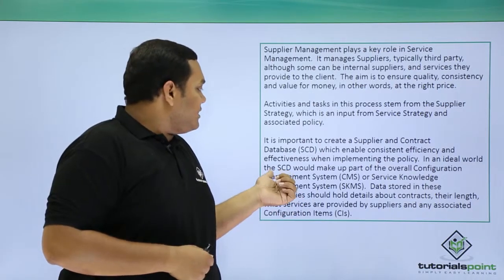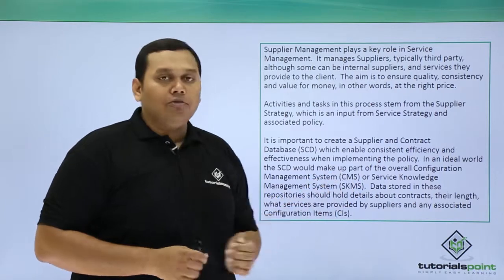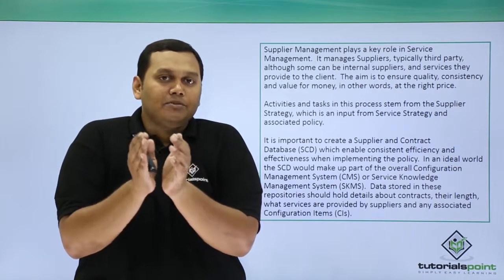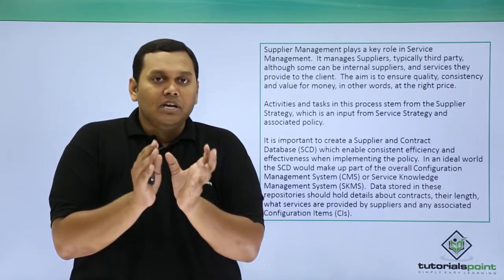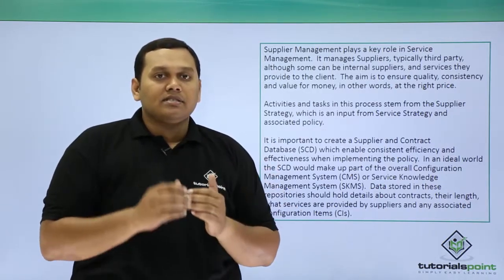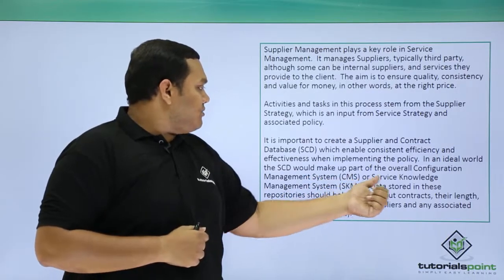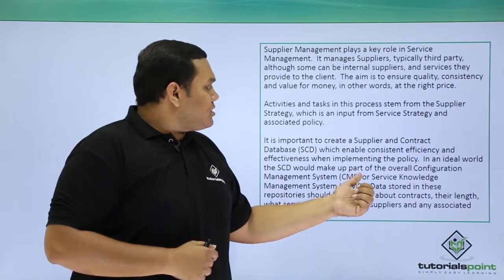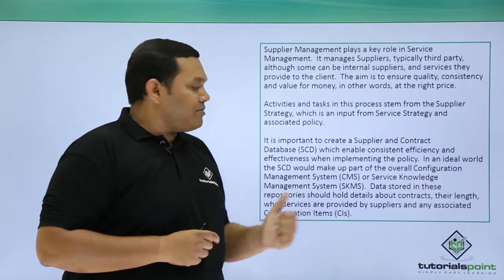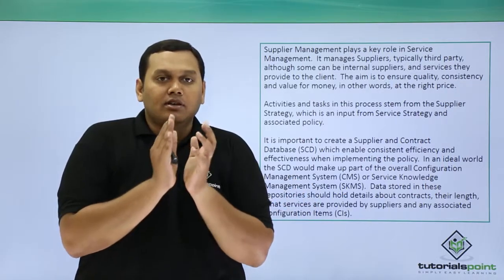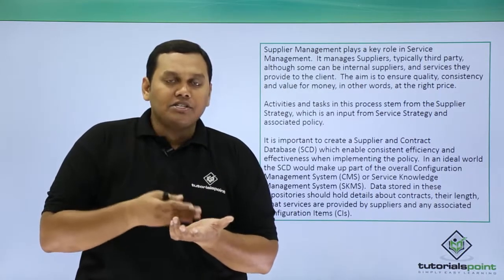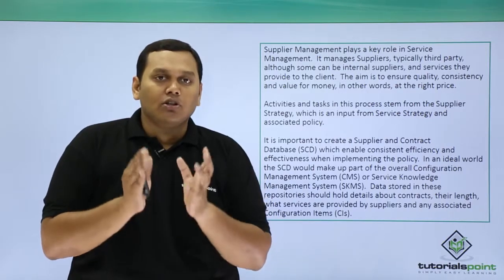In an ideal world, the supplier and contract database would make up a part of the configuration management system. It comes under the configuration management system because all the configuration items come under it, so this supplier and contract database comes under the CMS, and also the service knowledge management system. So, what is this system actually? The service knowledge management system is nothing but a CMS, that is the configuration management system, which has all the information of the services, the categories, and the contracts and suppliers also embedded or input into it.